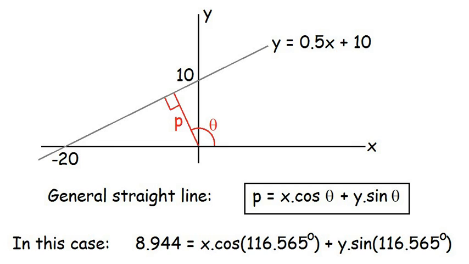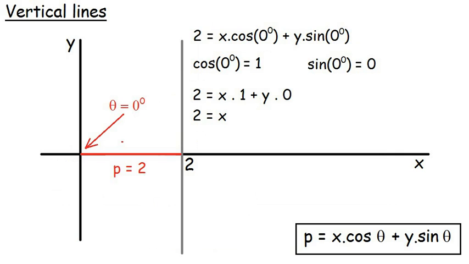You will find that the values for y that you calculate as a result will be identical. Well, allowing for rounding error, of course. The advantage of the p theta form is that it can represent any vertical line. Take the line that we saw before, whose equation we normally give as x equals 2.